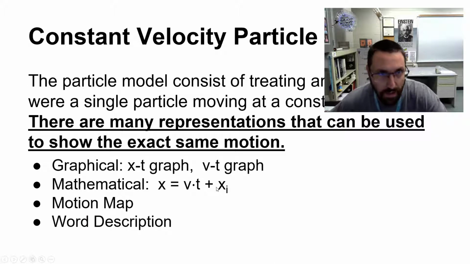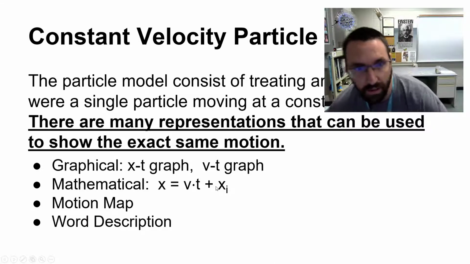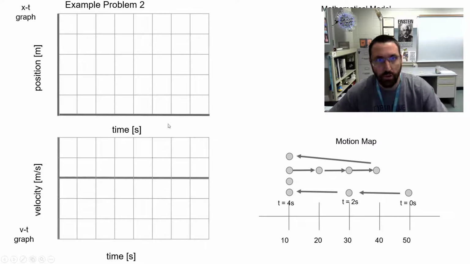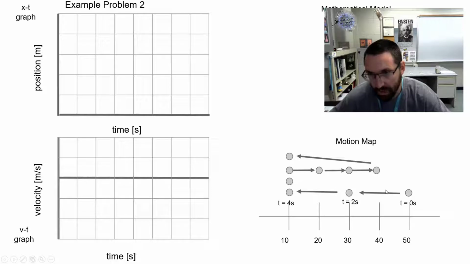So again, the constant velocity particle model is when we treat an object as if it were a single particle moving at a constant velocity. There are many representations that can be used. We have xt graphs, VT graphs, the mathematical model, motion maps, and word descriptions. One of our examples is what happens if we take a motion map and turn it into a position time graph and figure out the other information.